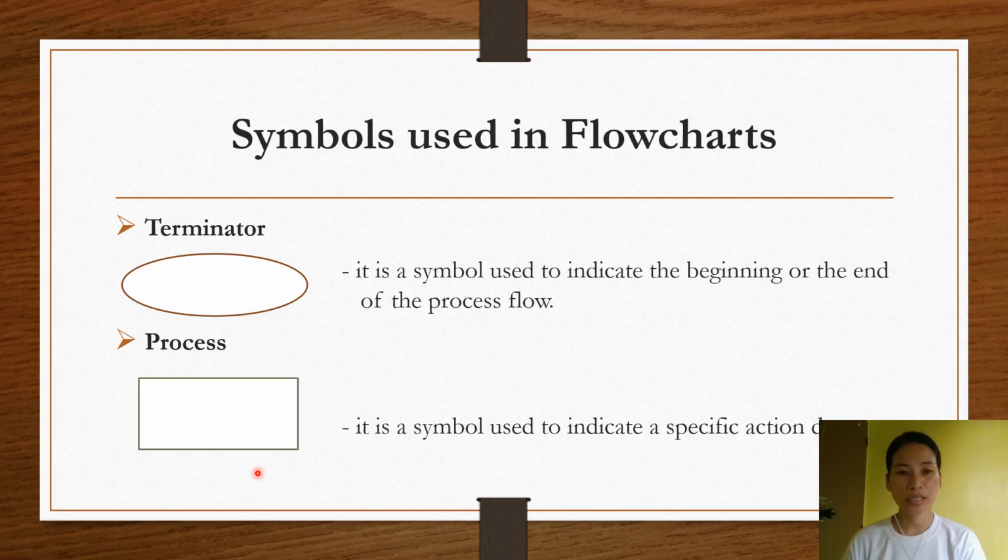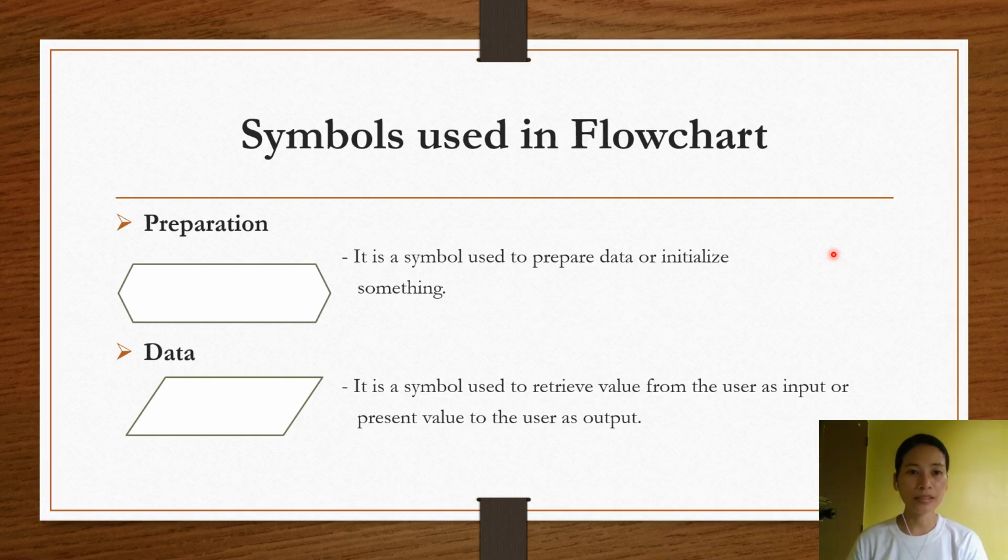Next is process. It is a symbol used to indicate a specific action done. Next is preparation. It is a symbol used to prepare data or initialize something. Next, data. It is a symbol used to retrieve a value from the user as input or present a value to the user.